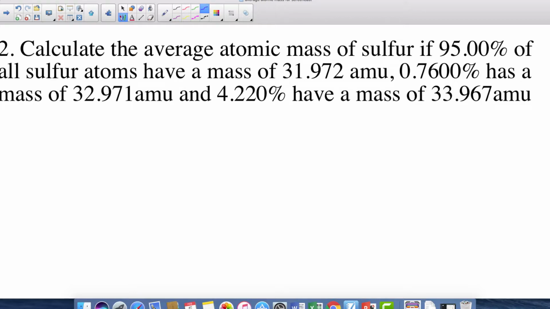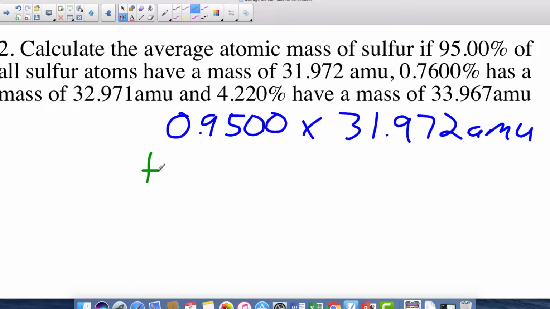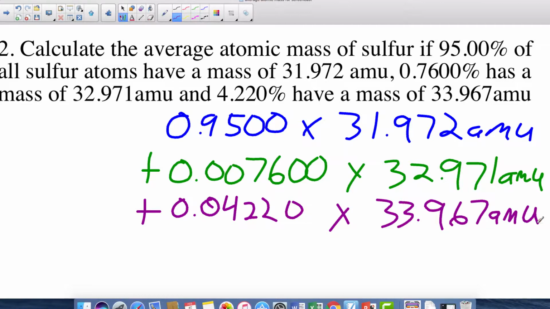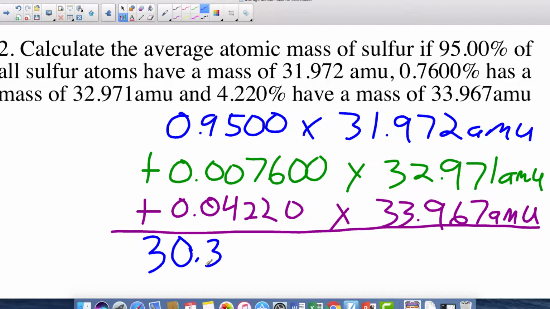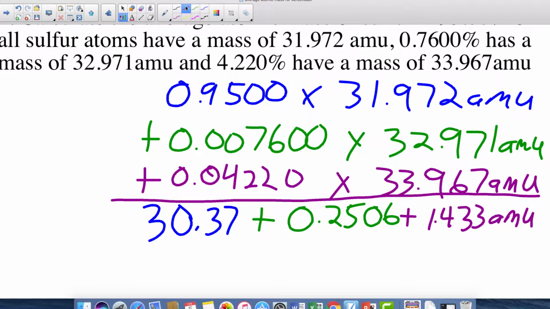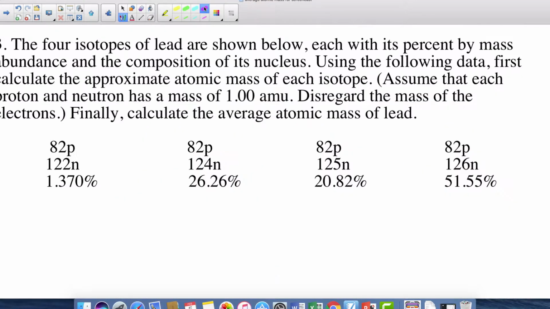We know that the percentage times the mass plus the next percentage times the next mass plus the next percentage times the next mass, and if we had three more isotopes, we'd keep on doing the same thing. This gives us a grand total of, after you do all the math, the blue gives us 30.37 AMUs, the green gives us 0.2506 AMUs, and the purple gives us 1.433 AMUs. When you add them all together, you get 32.05 AMUs.